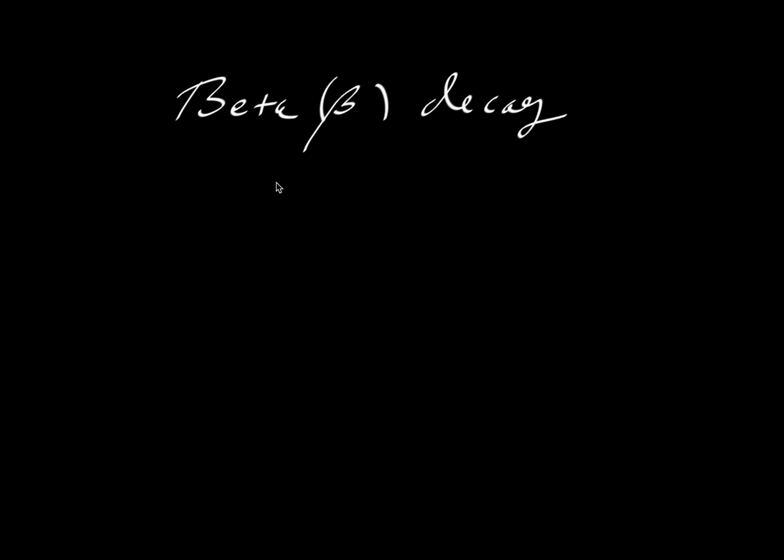So in this video, we're going to talk about beta decay, and beta is the second letter in the Greek alphabet, so this is the way we write it. And beta decay comes in two flavors. There's a beta minus and a beta positive. The beta minus is simply an electron. A beta plus is a positron.